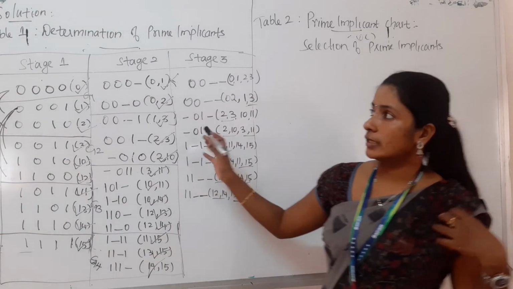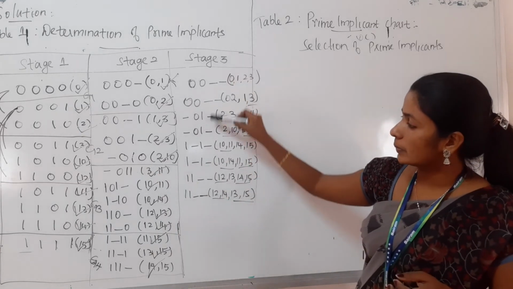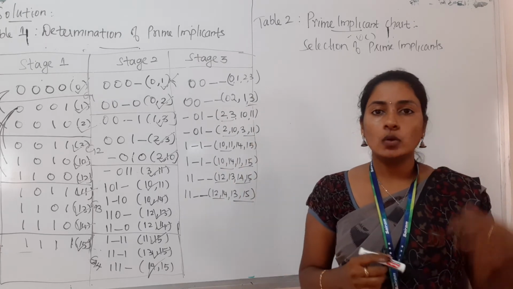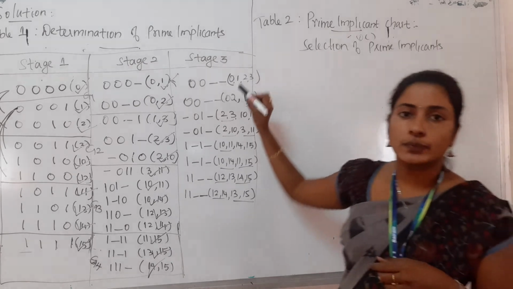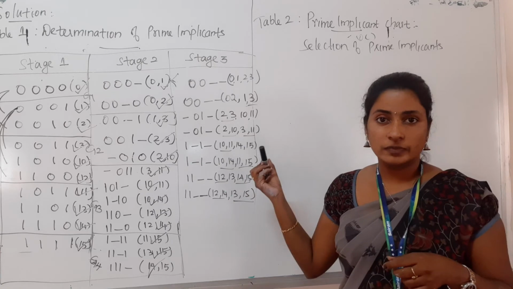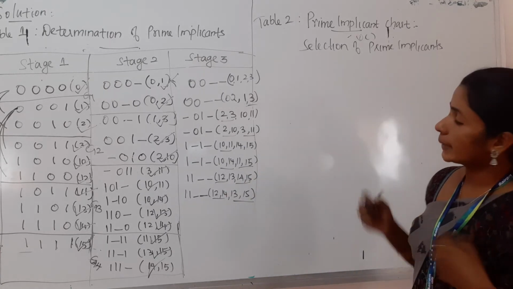So we have completed table 1, that is determination of prime implicants. We determined the prime implicants. We got 4 prime implicants at the end of stage 3. Now table 2 is selection of prime implicants. So out of these 4, which are the prime implicants we are going to select, which are the required prime implicants? Okay, so we are going to find that by using table 2.